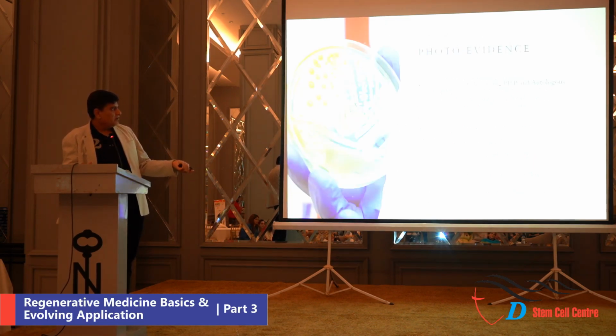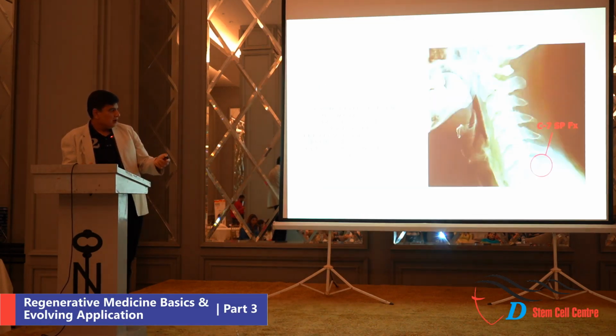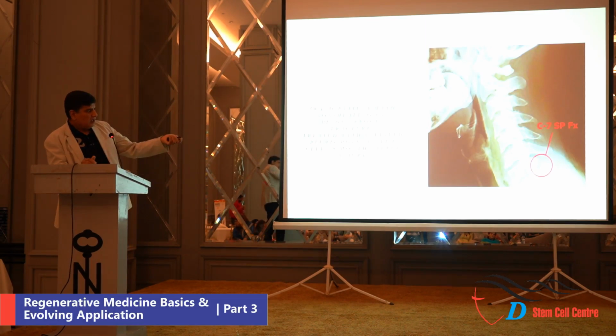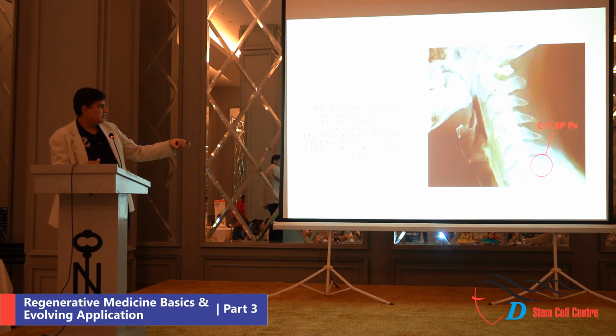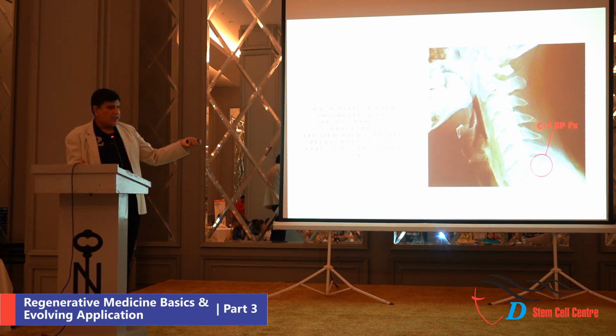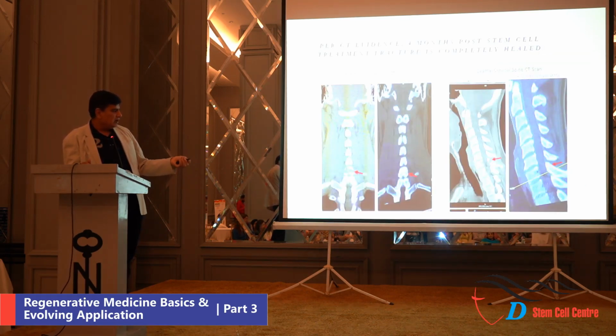These are a few of the patients we have worked with. Here you can see a fracture of the C7 spinous process. This patient presented to us almost 9 months after the injury. It was a non-healing fracture. We did peripheral blood-derived treatment, local and systemic, and this is the pre-treatment scan, this is post-treatment. This is pre-treatment, this is post-treatment.